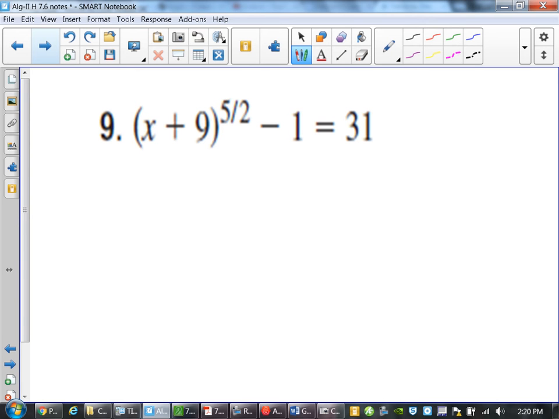So you start out with doing what first? Moving the one up there. Or adding. Moving and adding. Yeah, that's fine. I understand what you're going for. Add the 1 over, you get x plus 9 to the 5 halves is 32. How do you undo a 5 halves? 2 fifths. Good. So you get x plus 9 is 32 to the 2 fifths. Remember, 2 fifths power means what's the 5th root of 32 squared? 4.